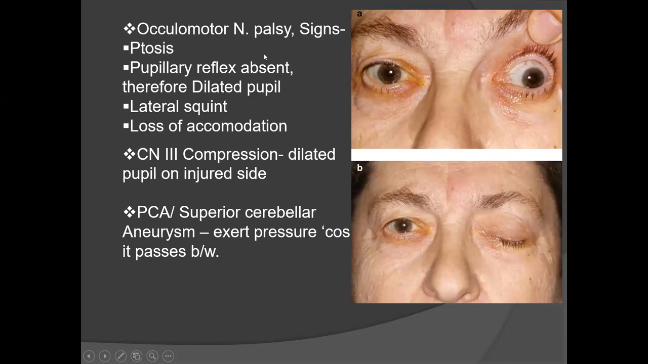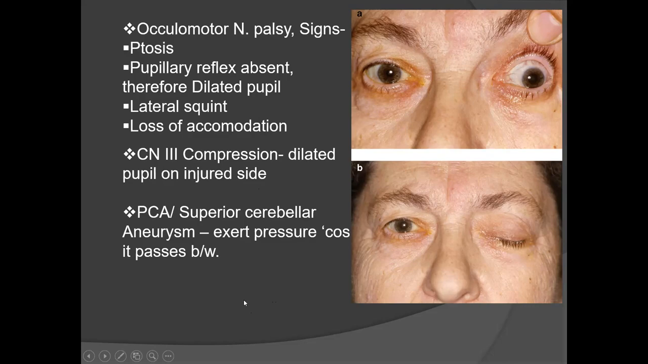Now the applied aspect: when you have oculomotor nerve palsy, you have ptosis, which is drooping of the eyelids. The pupillary reflex may be absent, and therefore, when you do the light reflex, you have a dilated pupil, a lateral squint because of the medial rectus paralysis, and loss of accommodation reflex, again because we are losing the fibers to the ciliaris muscle. These are some of the signs we can associate with oculomotor nerve palsy.